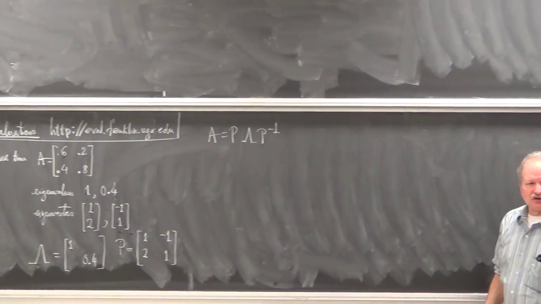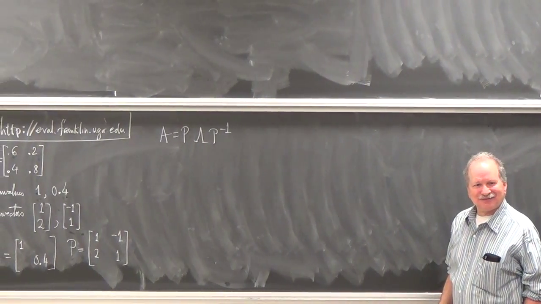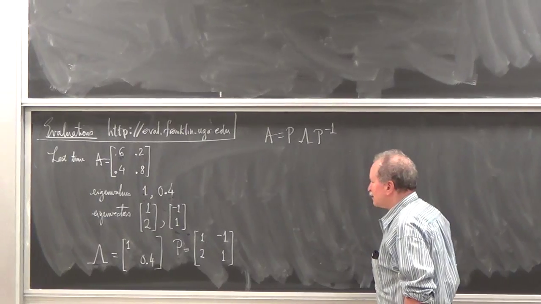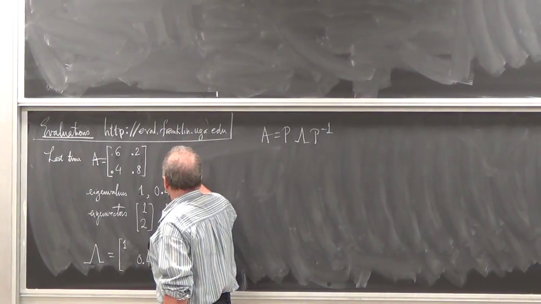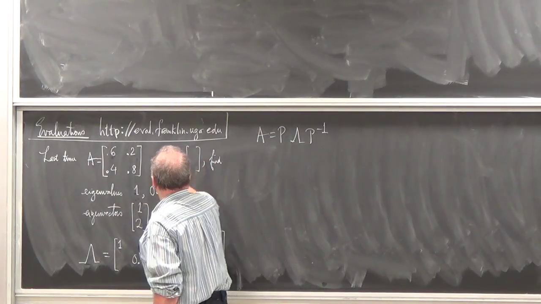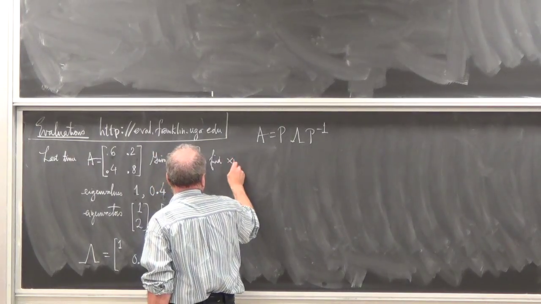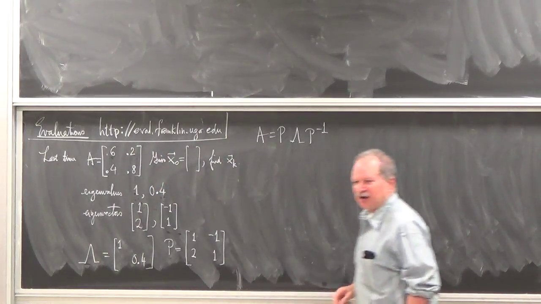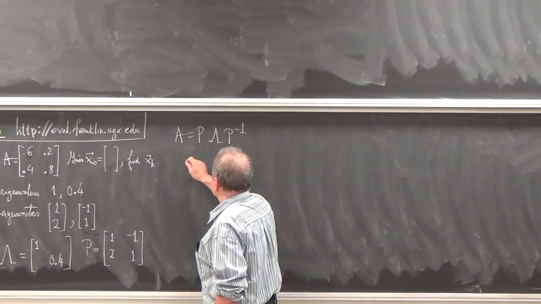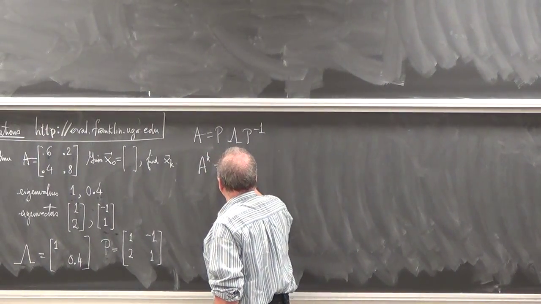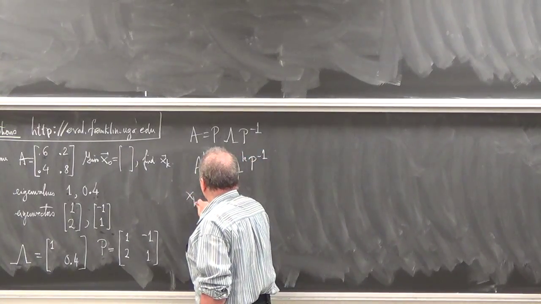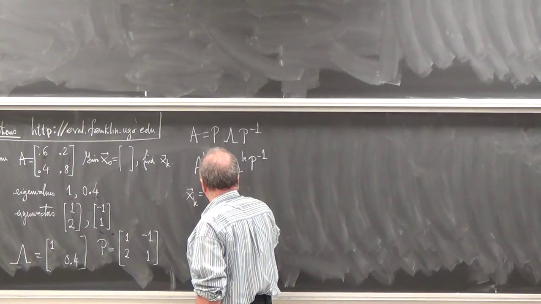And so remember what we were trying to do. What we were trying to do was find, given a certain initial probability vector, which we didn't specify, what xk is for all k. So we're trying to predict the future, how these tennis matches are going to go. And so we said last time that A to the k is going to be P lambda to the k, P inverse. And I want to now point out to you how this has a really nice formula.